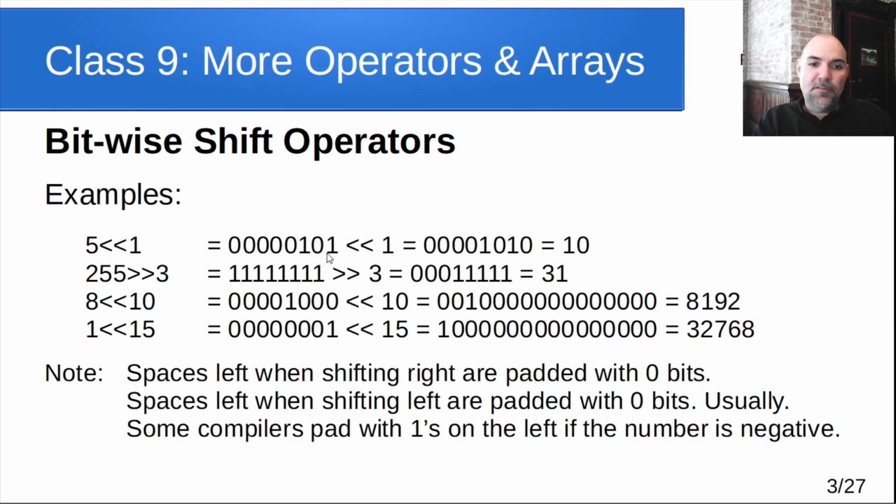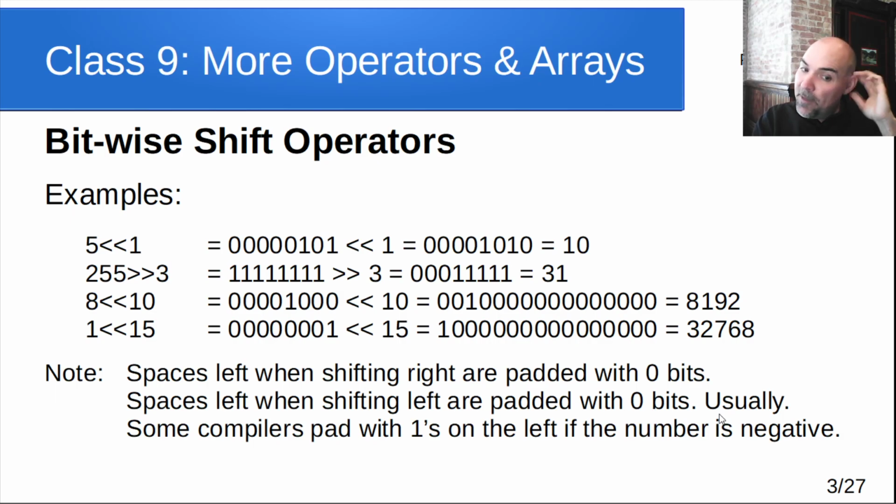So in other words, 101, we still have 101. Now there is one thing to note where it can change it, and that's the spaces that are left when we shift to the right, they're padded with 0 bits. Spaces to the left, or I should say spaces to the right when shifting left are padded with 0 bits usually. So in other words, if I'm shifting this direction, shifting to the right, then we end up with that being padded.